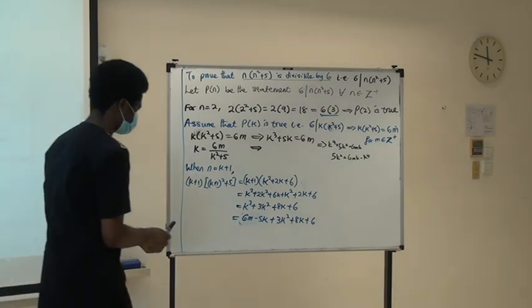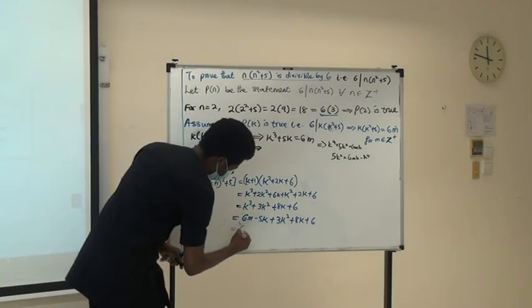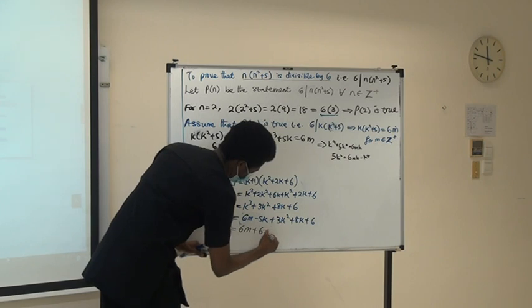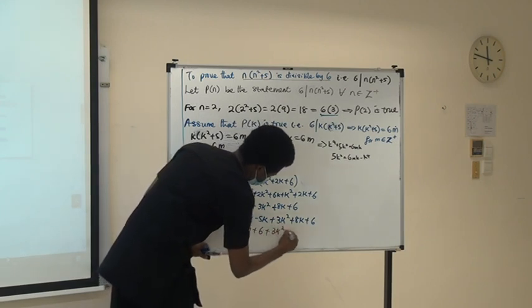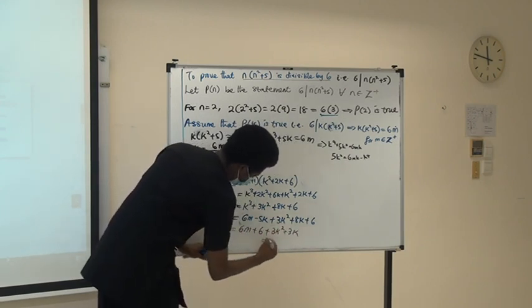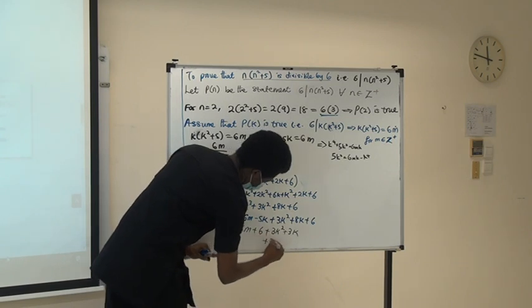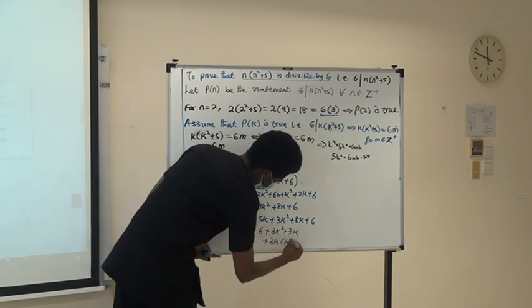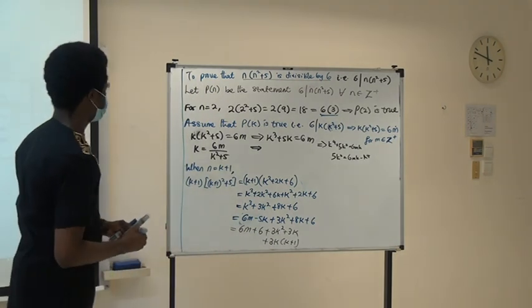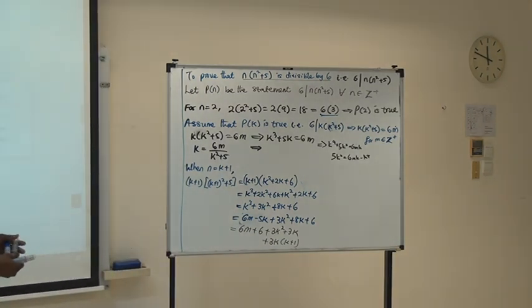Let's see. 6m plus 6, 3k squared plus 3k. So this gives actually 3k bracket k plus 1. And that doesn't do us any good.